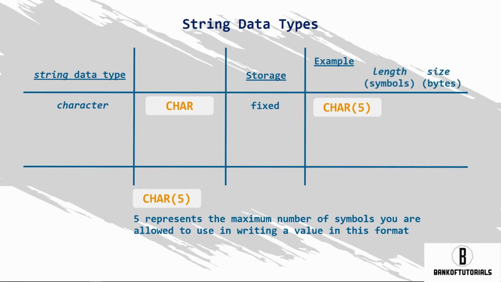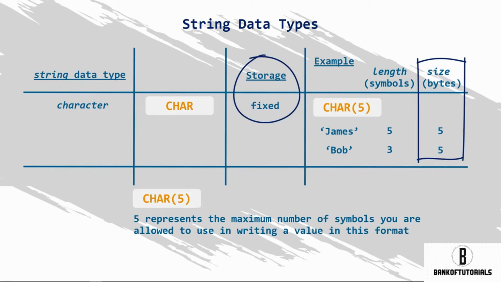Therefore, this column, the name James, which consists of 5 symbols, will require storage of 5 bytes. If instead you type Bob, the length will be 3 symbols, but the storage will still be 5 bytes. Now you see why char is referred to as a fixed storage data type, right?